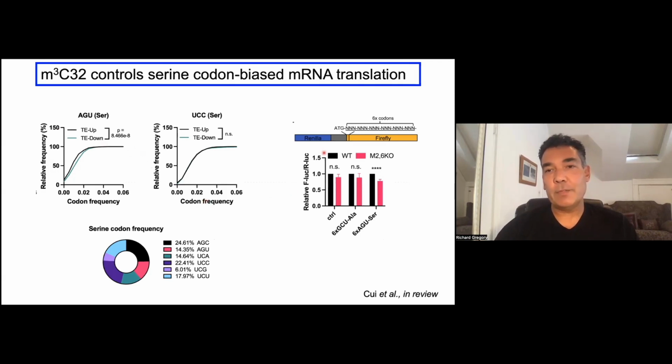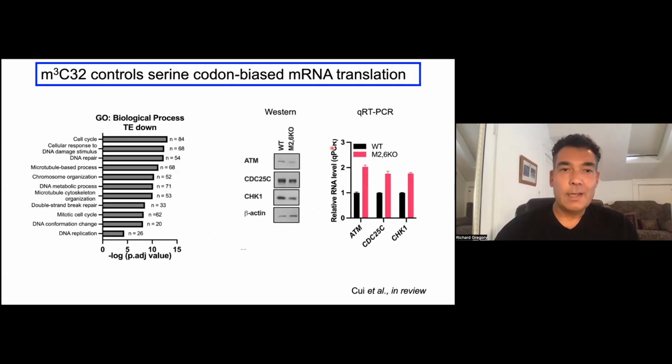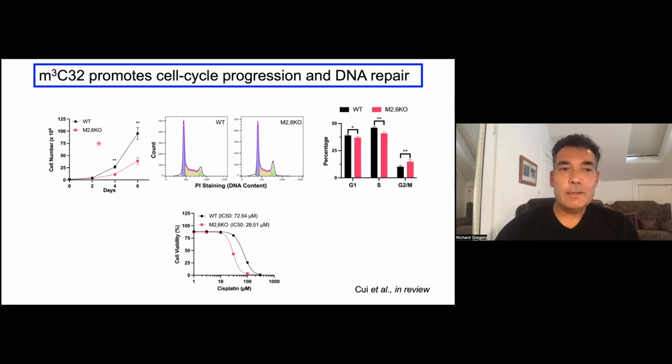We could confirm this by reporter assays. And in the interest of time, we did gene ontology on those mRNAs with altered translation. This is highly enriched in genes involved in cell cycle and DNA repair. And not surprisingly, these cells have a phenotype. They grow slower, they have defects in the cell cycle, and they're more sensitive to DNA damaging agents.